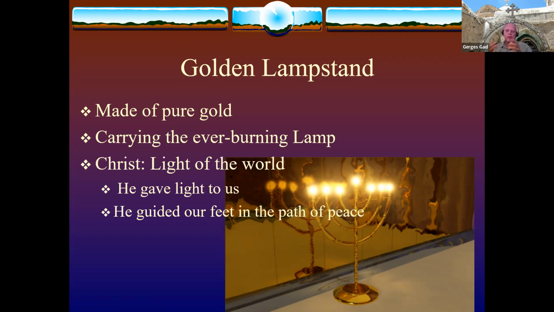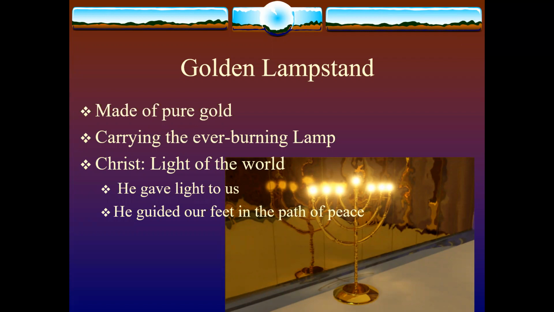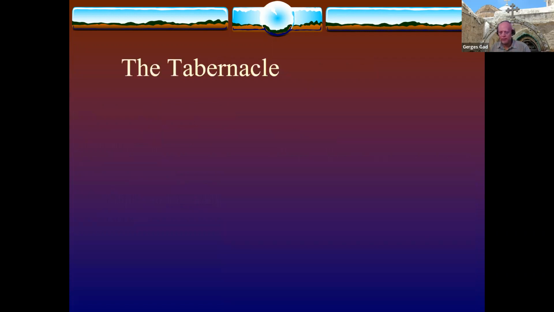Christ is the light of the world, and he gave light to us, right? And he enlightened our way. He guided our feet in the path of peace, as we say in the Theotokia. We who were in the darkness and the shadow of death, he guided our feet into the path of peace. Who carried the light? Yeah, Saint Mary. So now we're beginning to understand how all of these things help us understand the Theotokos. So the golden lampstand itself is also a symbol of the Theotokos, Saint Mary.